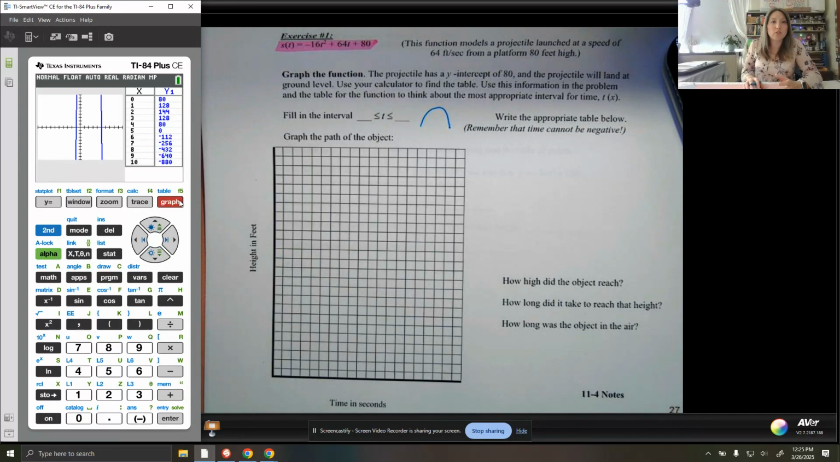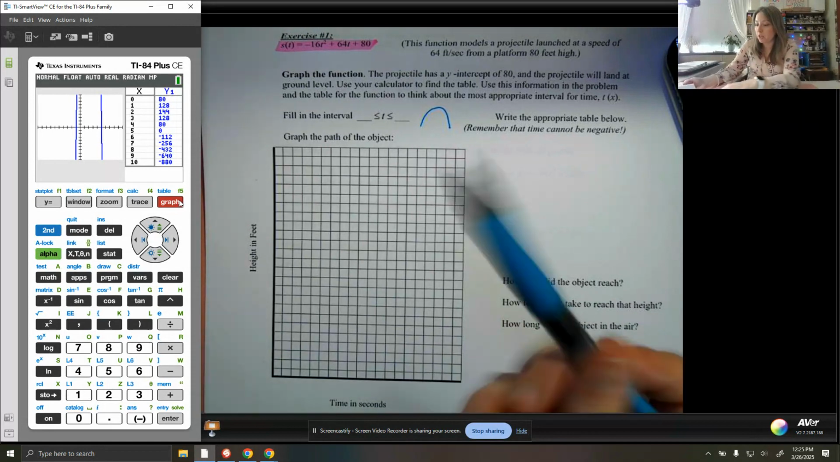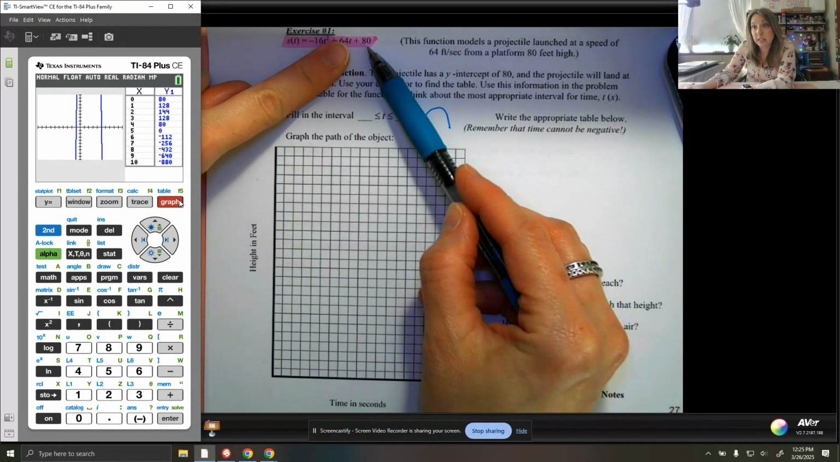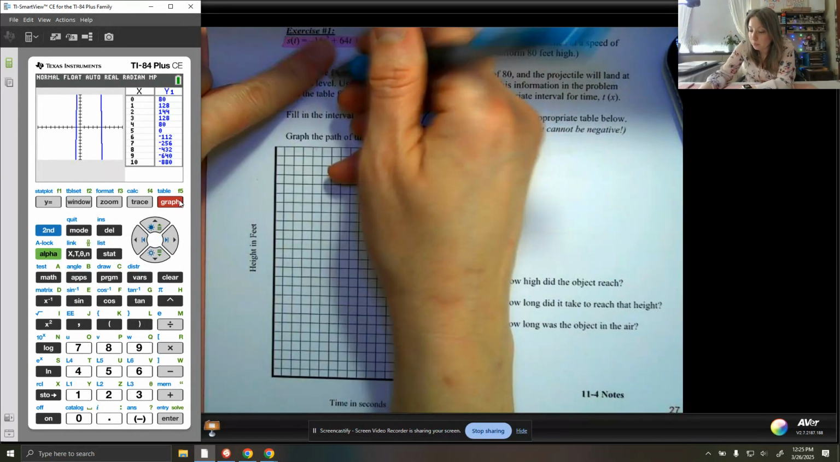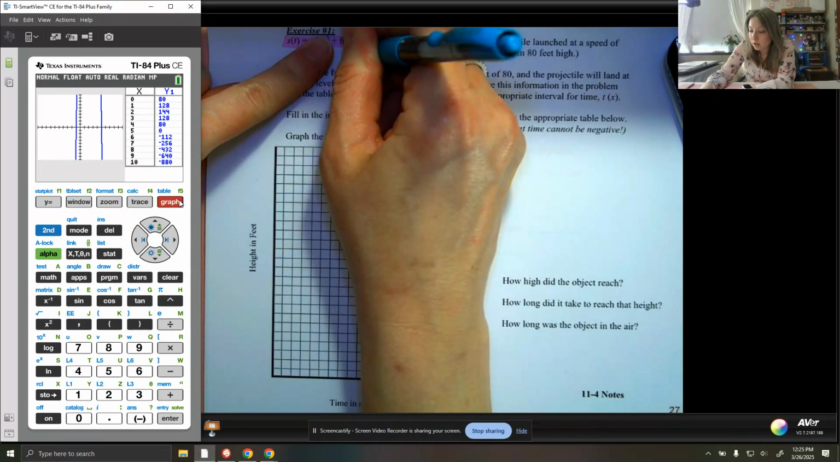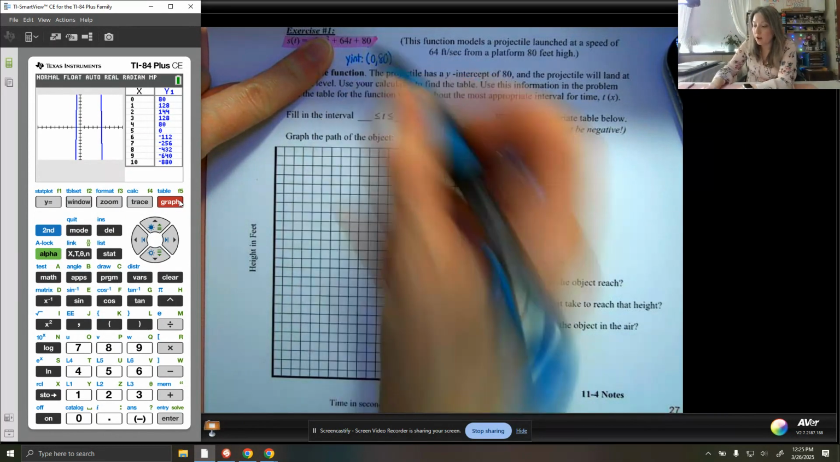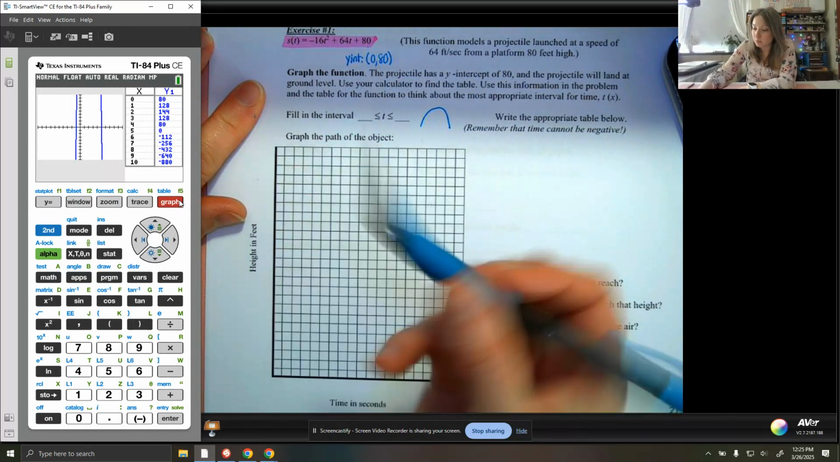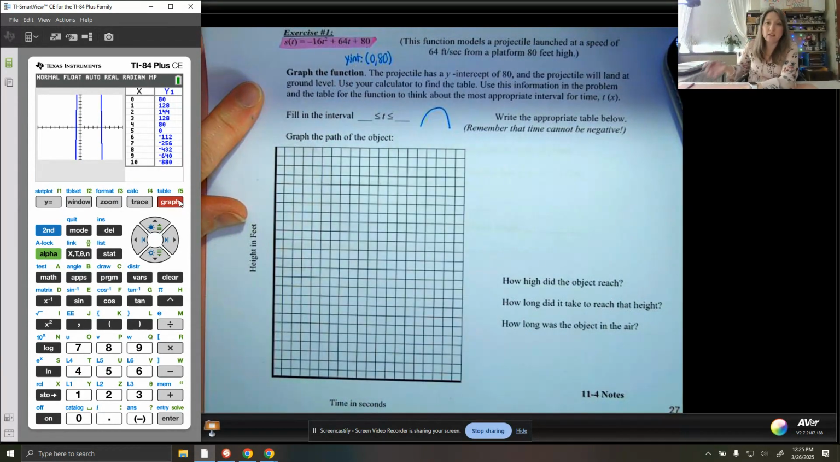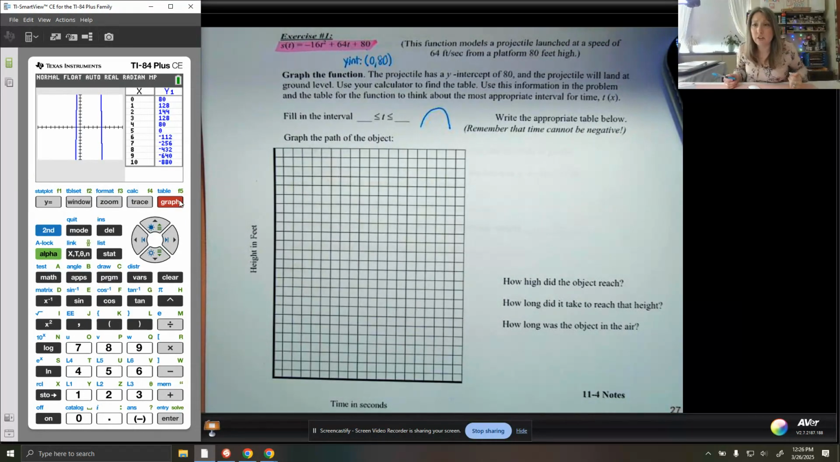When I press graph to see both the table and the graph at the same time, we can see that, well, wait a minute, the y-intercept is 0, 80. It's always 0 and whatever my c value is in my function. Since that is the case, that is certainly not going to fit on a 10 by 10 grid.